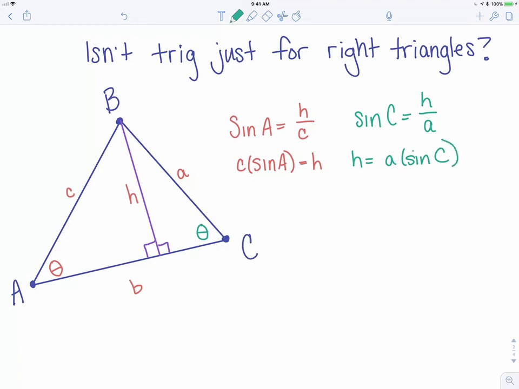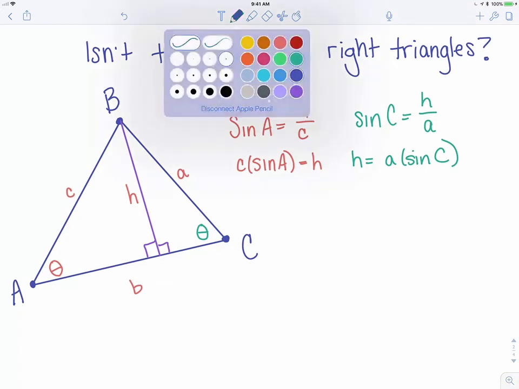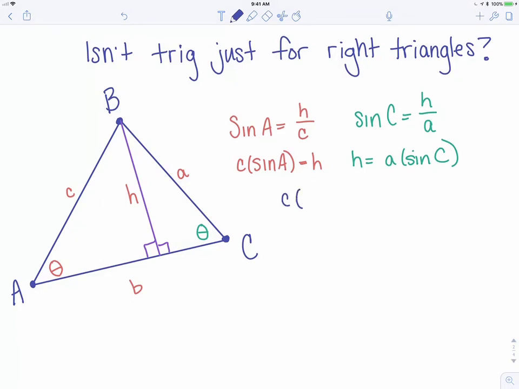All right, you'll notice that both of the equations that I've written are set equal to h, which means we can set them equal to each other. So I can conclude that c times the sine of angle A is equal to a times the sine of angle C. Right? It's getting closer to looking like the law of sines, but we're not in ratios yet.